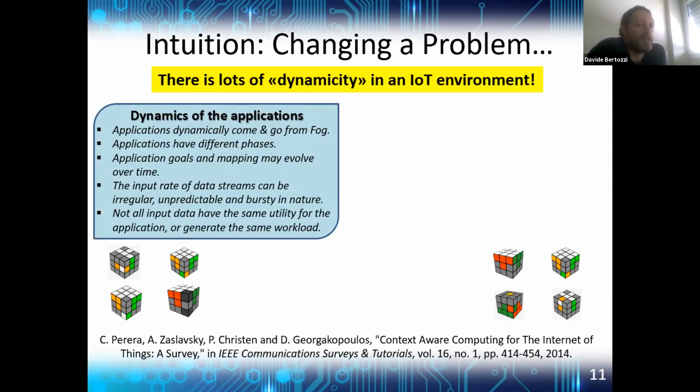You may have dynamics of the applications. If you look at what happens in a fog node, here you have applications that dynamically come and go. This workload may be offloaded from IoT devices. It can be offloaded from the cloud, or you can in turn migrate running workloads to the IoT devices or to the cloud. Applications, that's not a mystery, have different phases, and these phases typically are not exploited for optimization of the execution state, for instance.